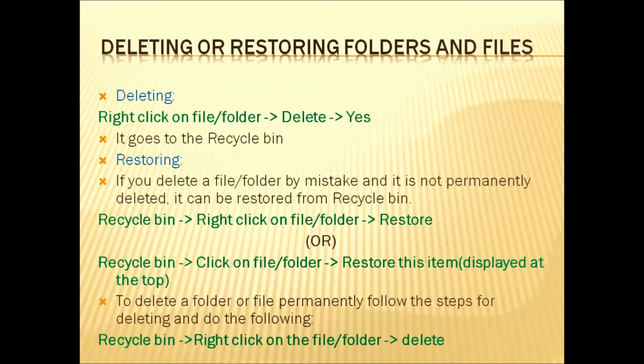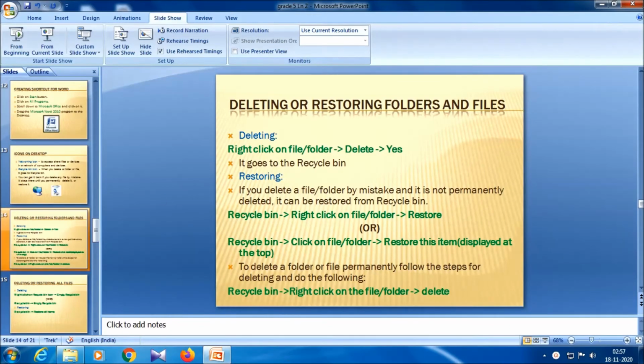Children, now we are going to see how to delete a file and how to restore it again. First, this is the step for deleting a file. Right click on the file or folder, then go to delete and click on yes. It goes to the recycle bin. Already I told, if a file is deleted, it will go to the recycle bin. Now we have to do the step: right click on the file or folder, delete and go to the option yes.